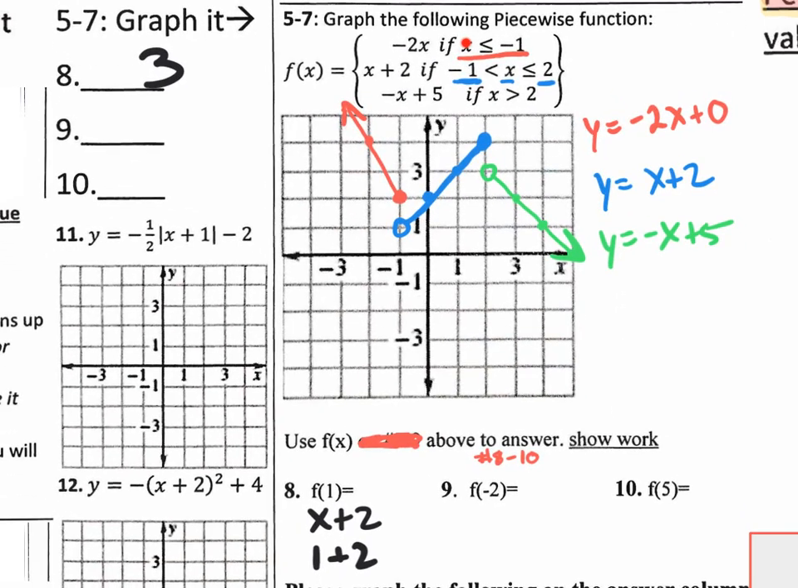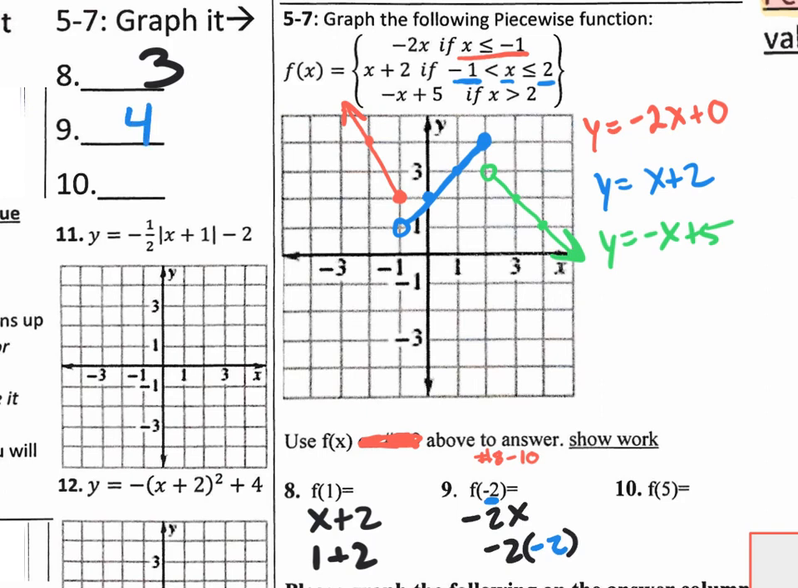And we're going to plug in negative 2 into the first one because negative 2 is less than negative 1. So let's show our work. Let's write down negative 2x. And we're going to have negative 2 times x. And the x value that we're plugging in, as you can see, is negative 2. So plug in negative 2 right there. And a negative times a negative is a positive.